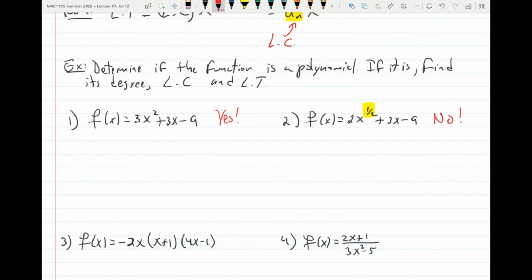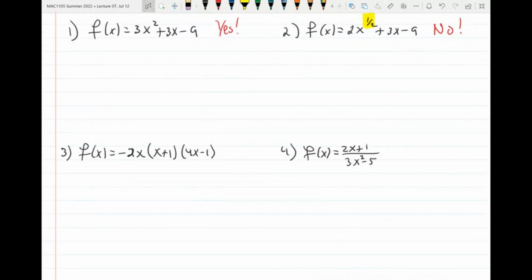And the problem is right there with that term. Okay? Also, for example, if this would have been like x to the negative 1, also that would have been an issue. If an x shows up, it has to show up with a nice positive integer as an exponent. Okay? That's it. Okay, good. How about number 3? Is this a polynomial?